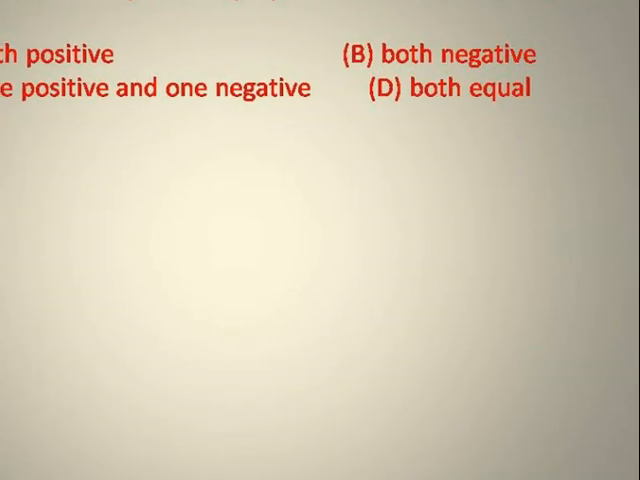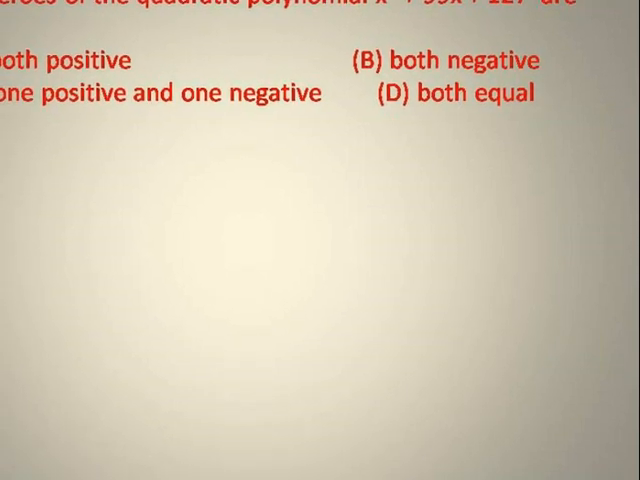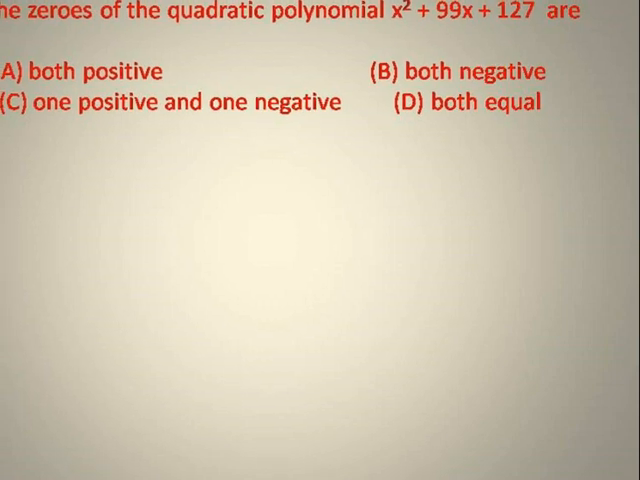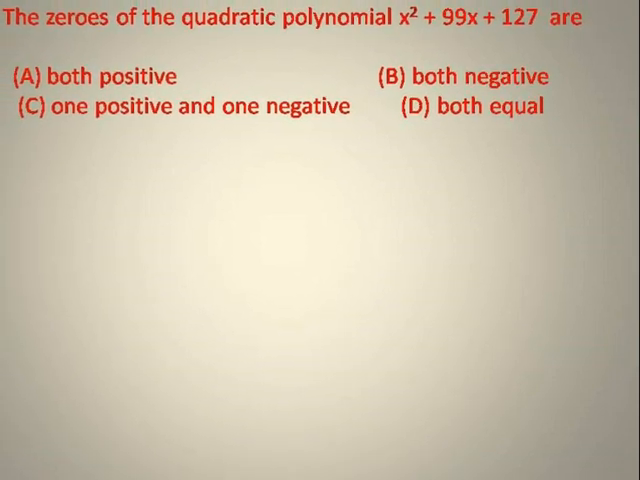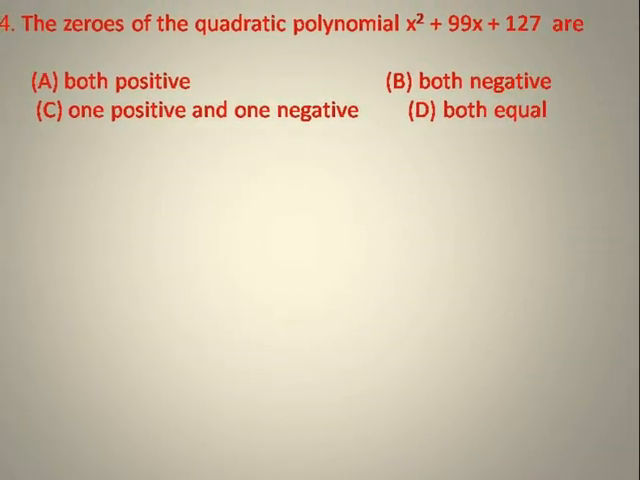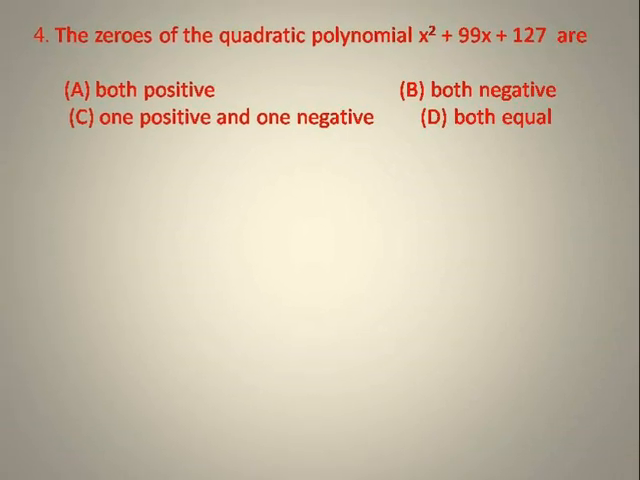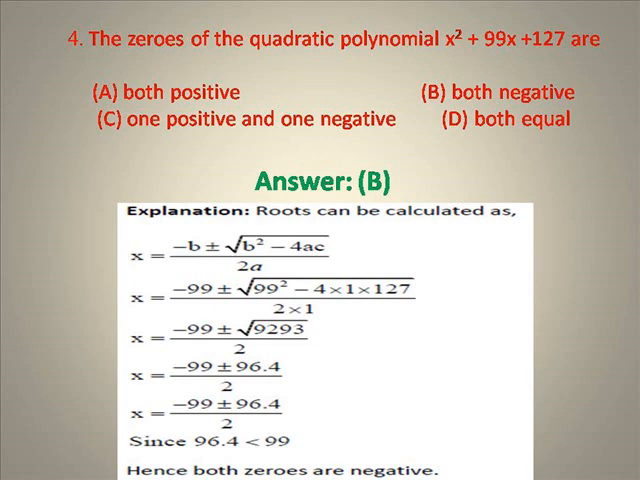Question number 4. The zeros of the quadratic polynomial x square plus 99x plus 127 are. You have the options. So let's move to the answer. The answer will be B, that is both are negative.